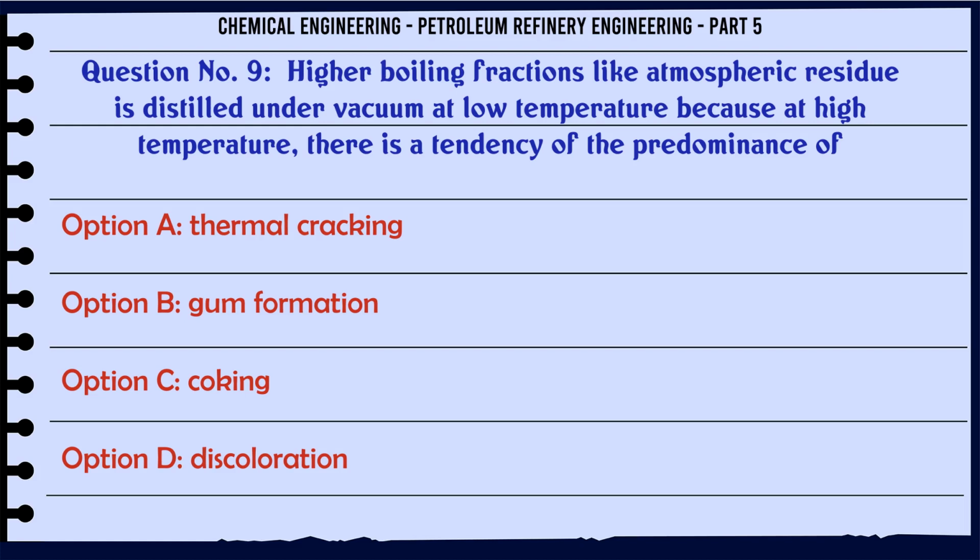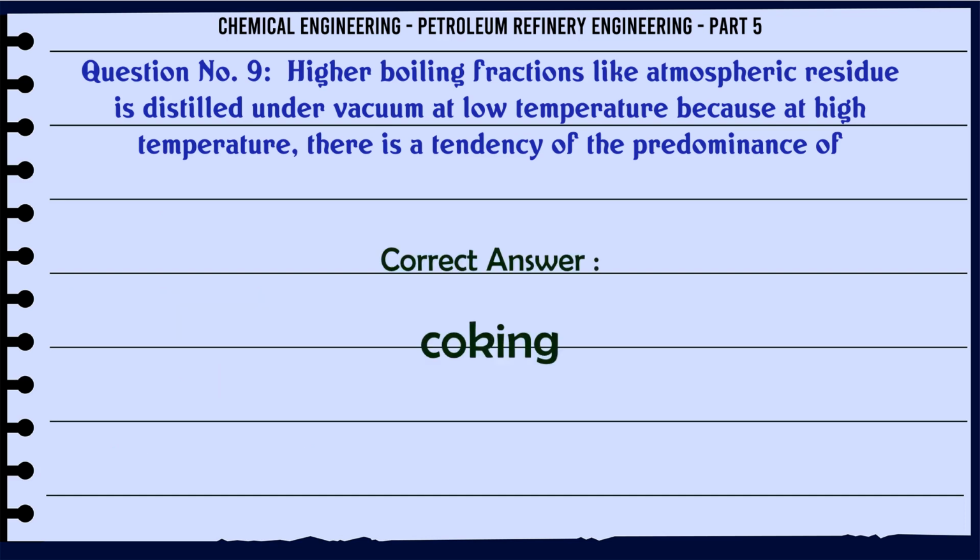Higher boiling fractions like atmospheric residue are distilled under vacuum at low temperature because at high temperature there is a tendency of the predominance of A. Thermal cracking. B. Gum formation. C. Coking. D. Discoloration. The correct answer is coking.